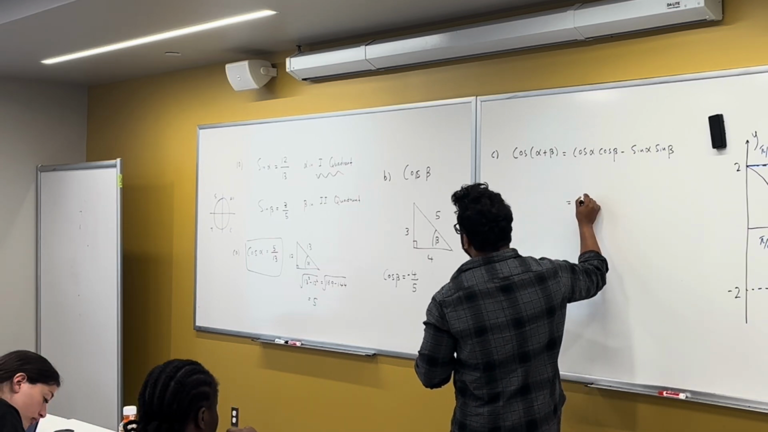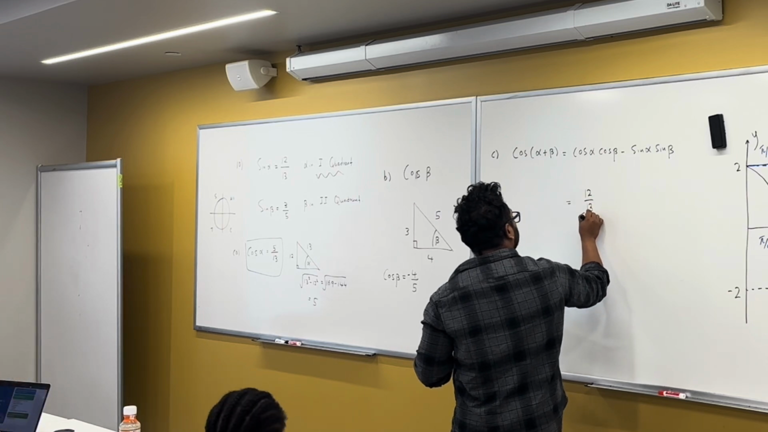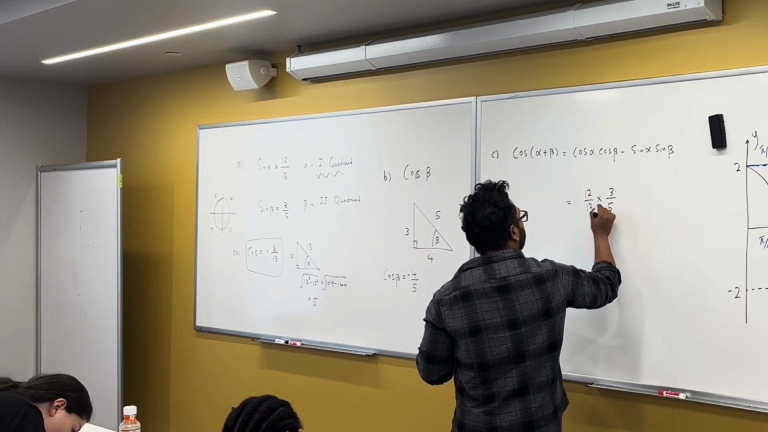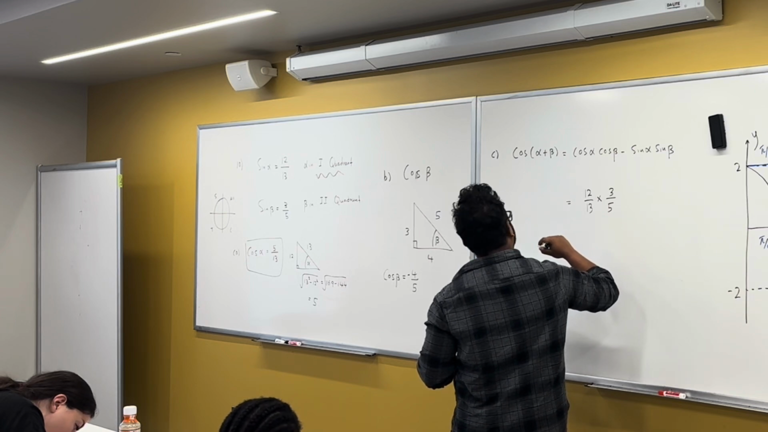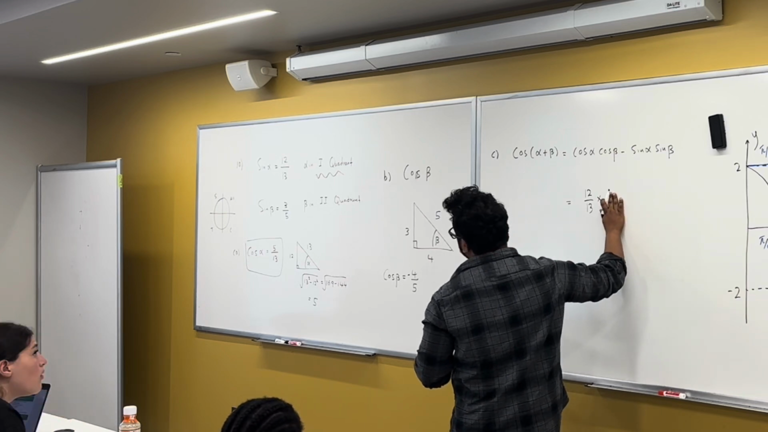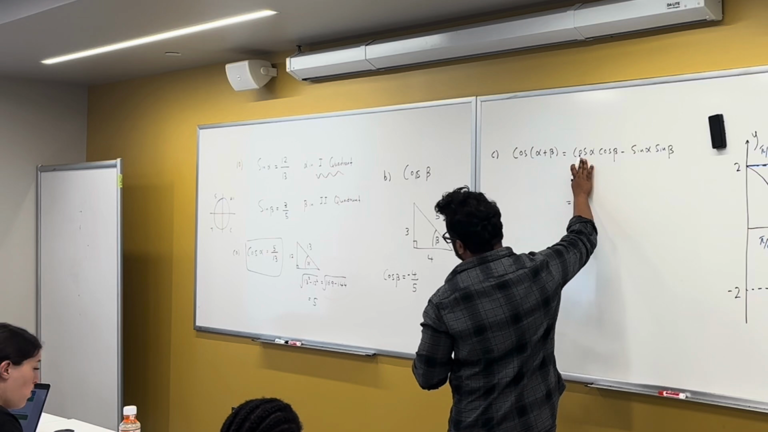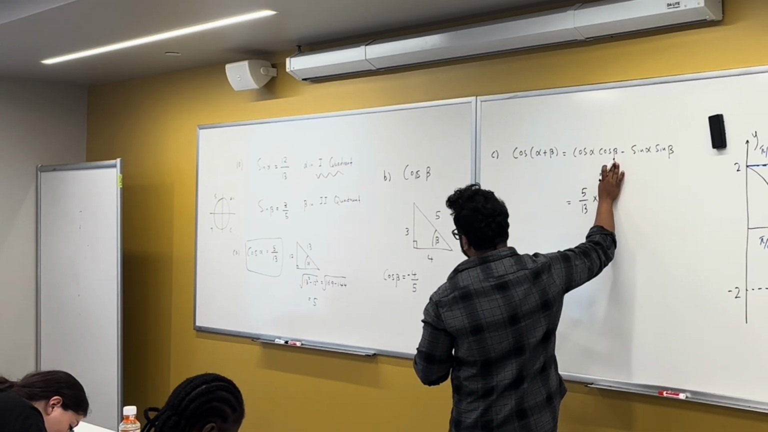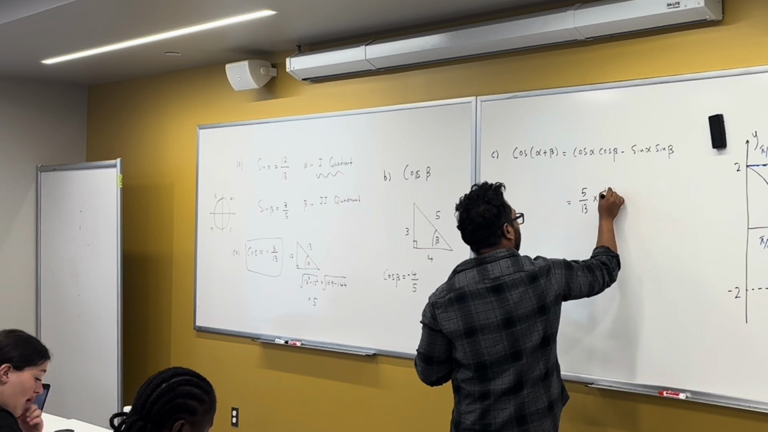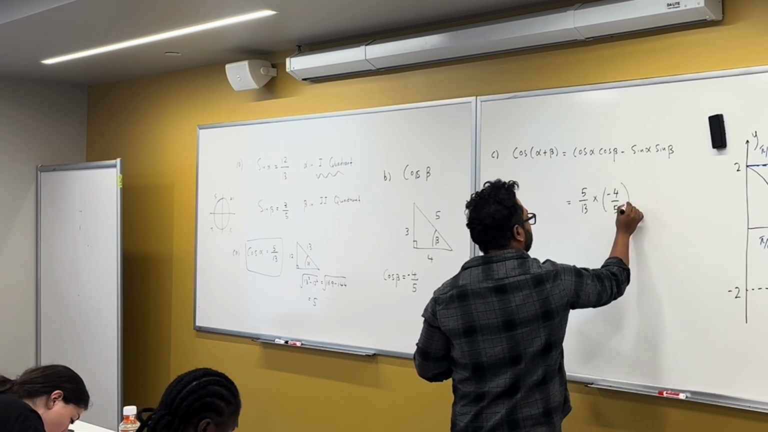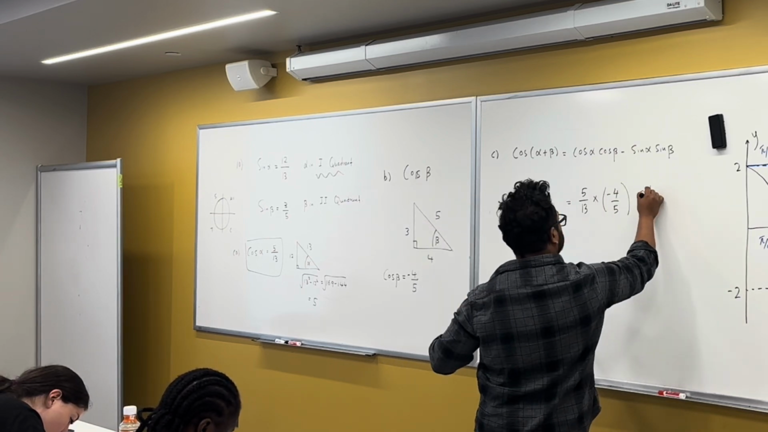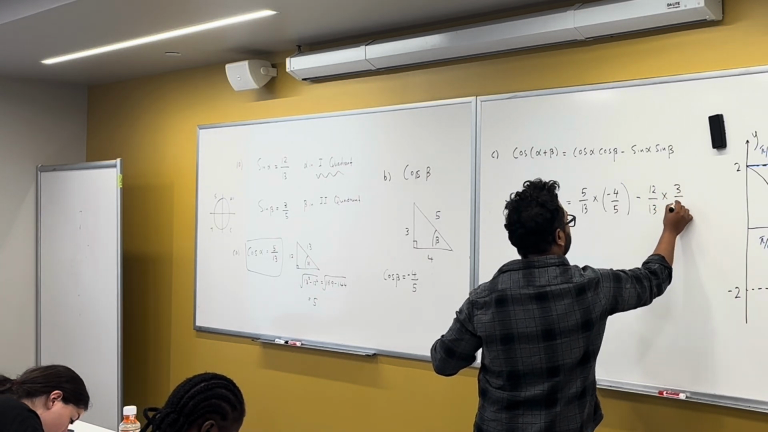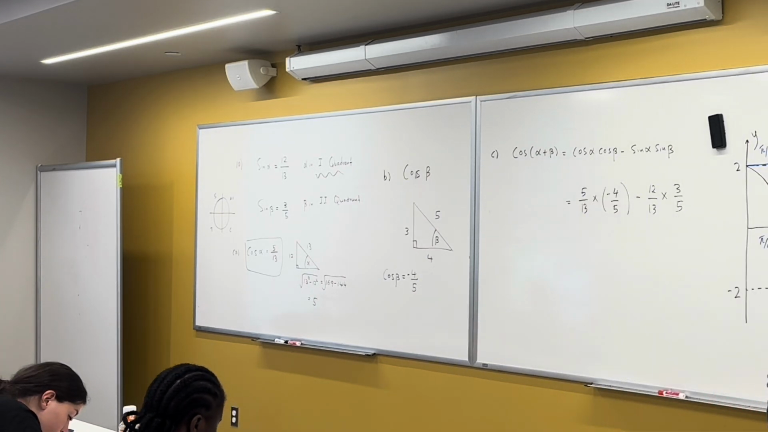Cosine alpha, 5 over 13. Cosine beta, negative 4 over 5. Sine alpha and sine beta are given in the question: 12 over 13, 3 over 5. Okay, I'll give you a little time to work it out.